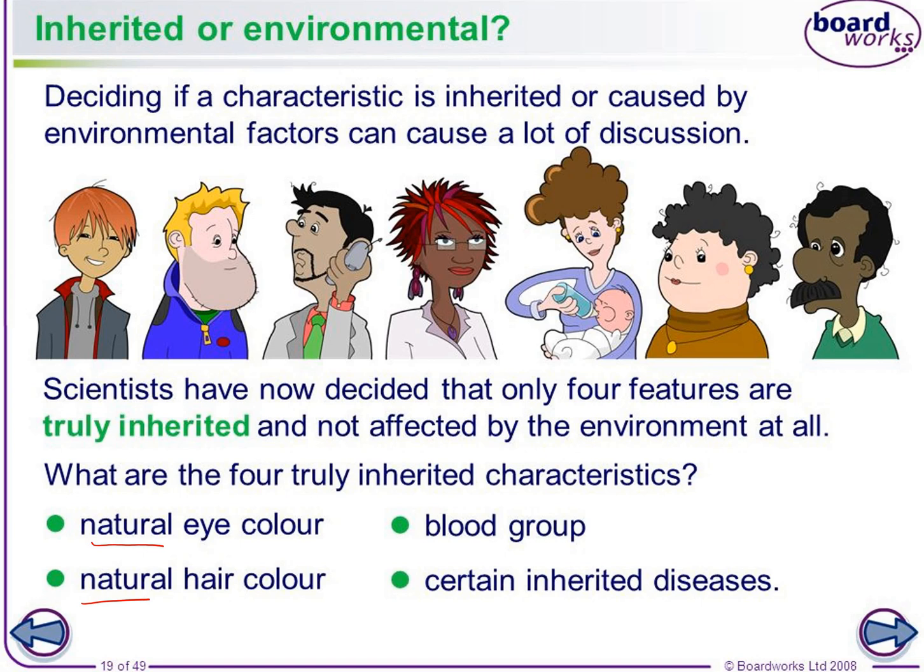Tattoos would be environmental. They would not get passed on to offspring. Left or right-handedness is generally caused by what you inherit. However, at a very young age, you can actually train children to be almost, I suppose, ambidextrous. Ambidextrous means being able to write with both left or right, okay? So this is the difference between inherited and environmental.